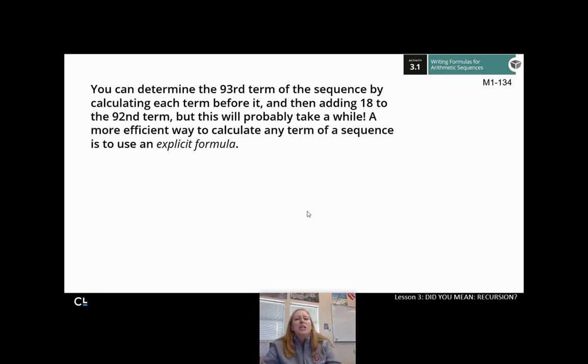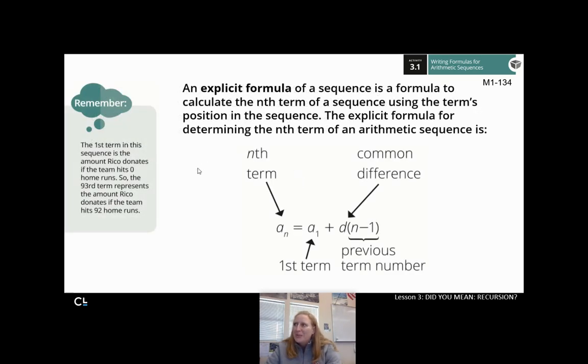It's not good. So there is a more efficient way to calculate any term of a sequence, and it's called an explicit formula. And yeah, that's our next keyword. You can see it's in bold right here in your workbook. So an explicit formula of a sequence is a formula to calculate the nth term of a sequence using the term's position in the sequence, okay? And here I have the explicit formula for determining the nth term of an arithmetic sequence. So this works a little different. When we did recursive, we needed to know the common difference and we needed to know the term right before it.